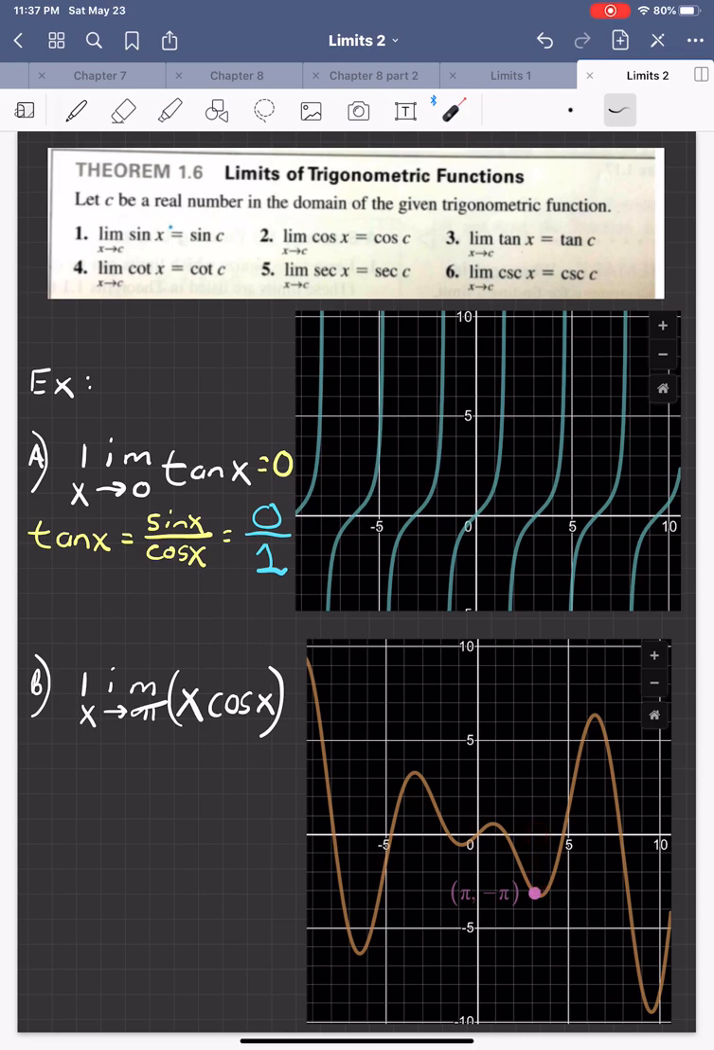So nevertheless, can you just plug it in? Well, yes, you can. We're plugging in pi for x. So what do we get? Well, this is going to be pi multiplied by cosine of pi. All right. Well, our only question is, what is cosine of pi? Again, I hope you know your unit circle, and cosine of pi is -1. So when x is pi, y is -pi. And you can see that from the graph.